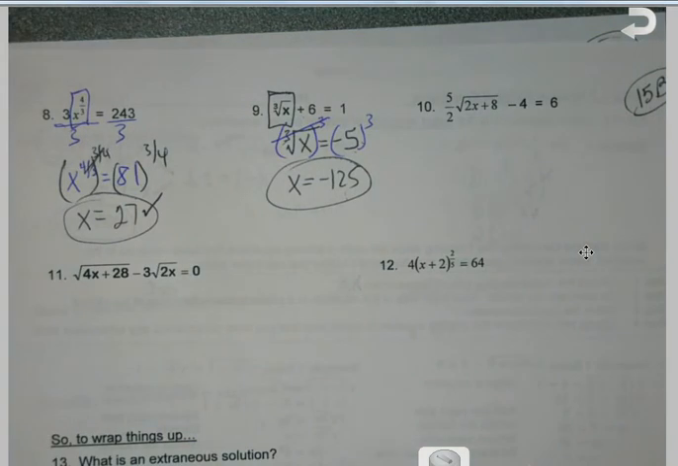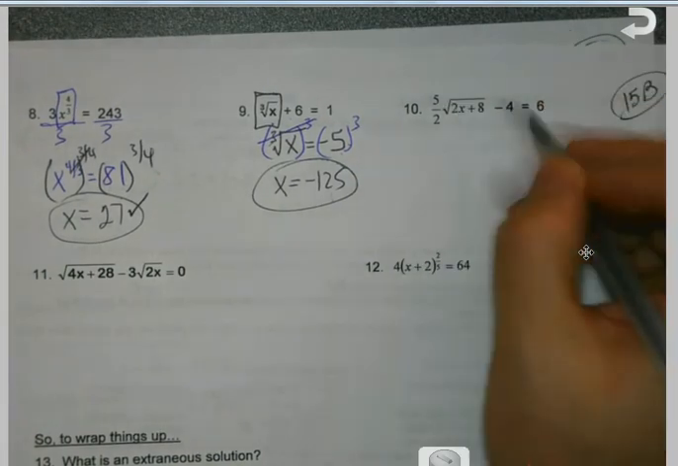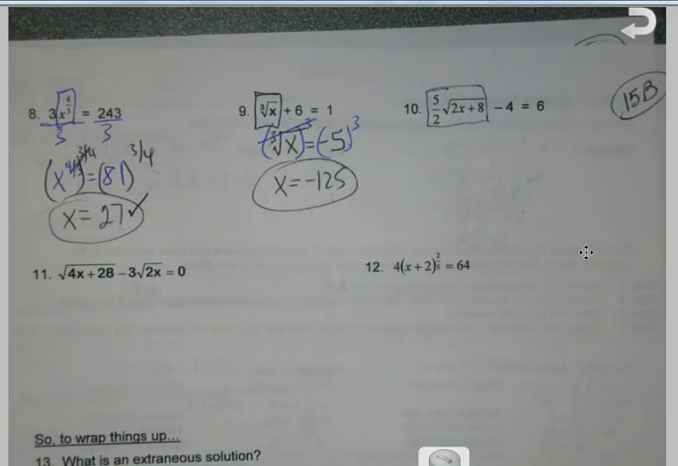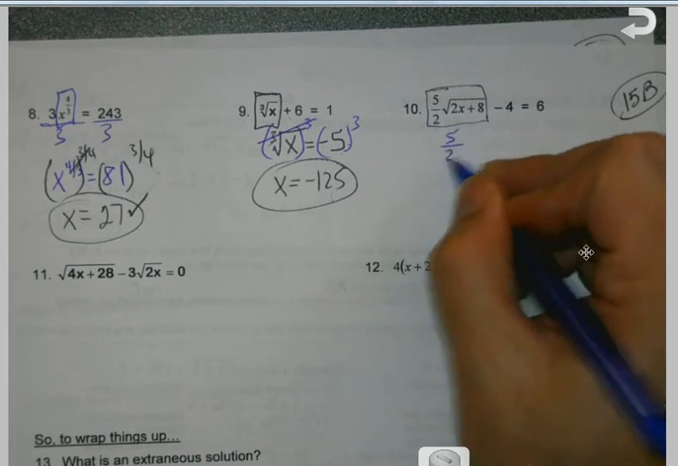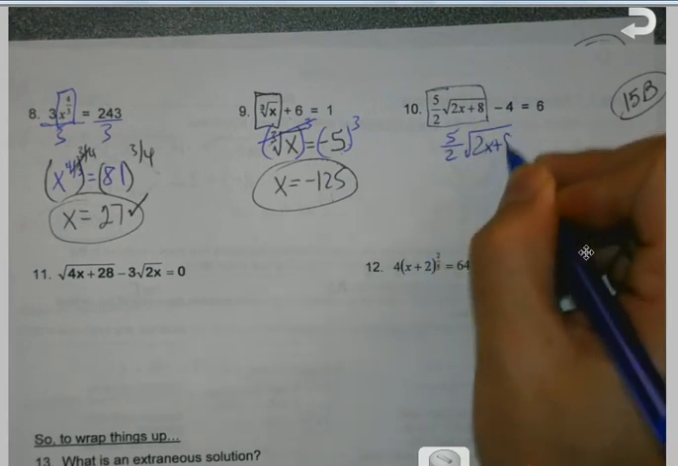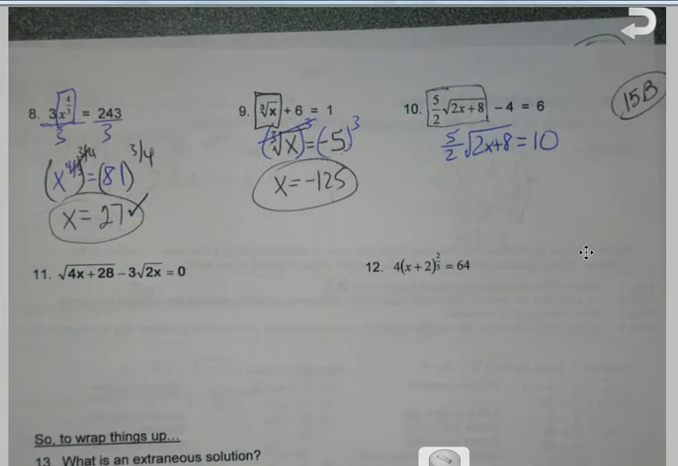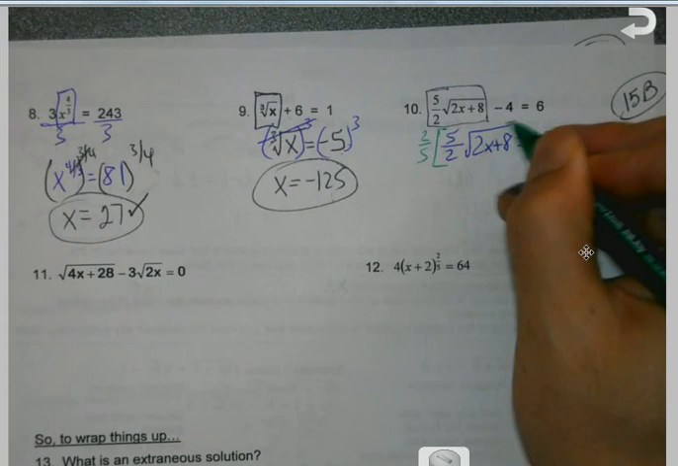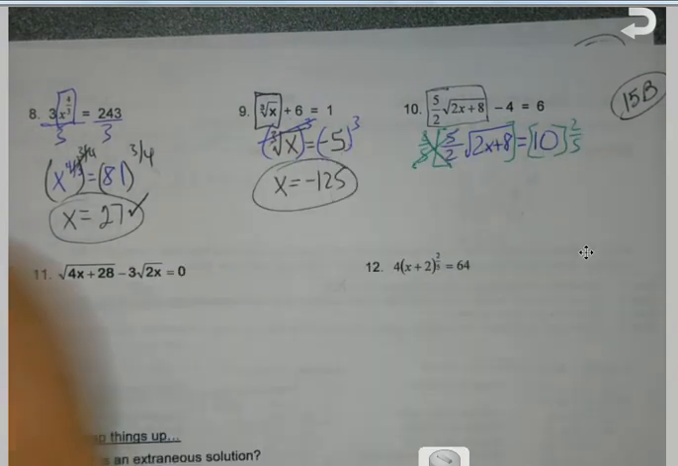Let's see here. Let's try out number 10 just to make sure we're doing okay with this stuff. Whenever we're trying to isolate a variable, work from the furthest away in. So don't try to dump the fraction right away because this will end up being a pain in your butt. So I'm going to add the 4 over first. Now I can dump the fractional part. Now I can multiply by its reciprocal to take care of this.